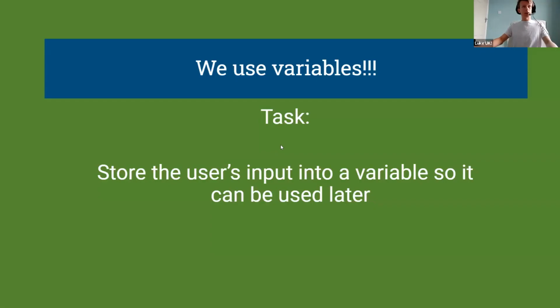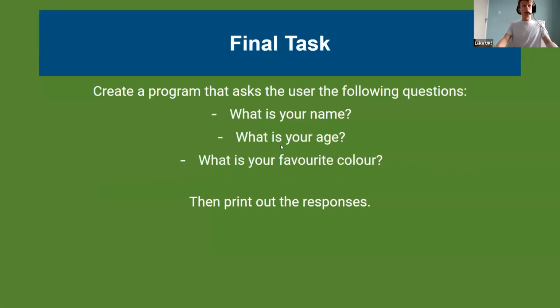So if you guys want to try that along at home, I'll leave you with this final task that we can look at the start of next week if you guys want. Your task is to create a program that asks the user for your name, your age, your favorite color, and then for you to print out the responses. So someone could come along to your program, they could type in their name, their age, and their favorite color. So that is your task to do either now or for next week in your spare time. I'm sure you guys can do it.